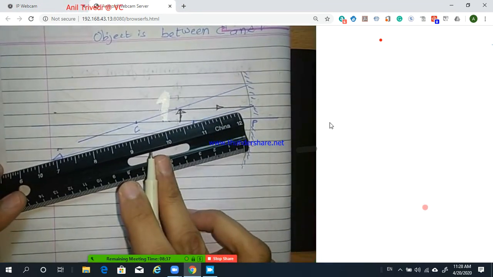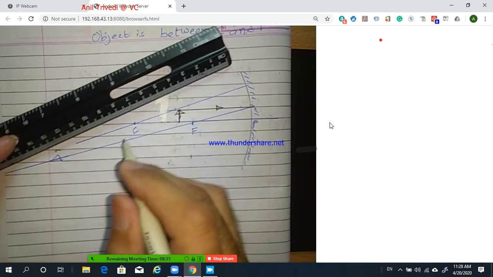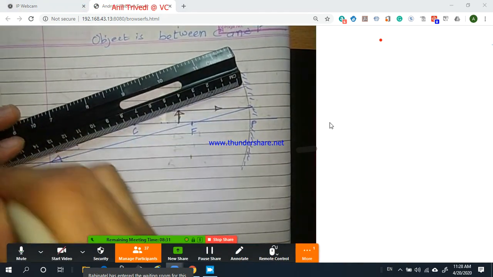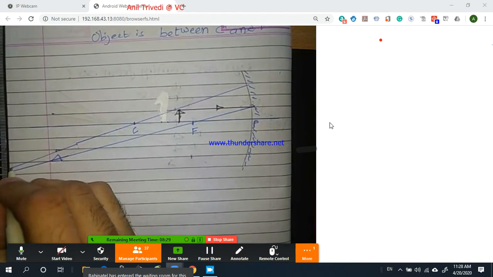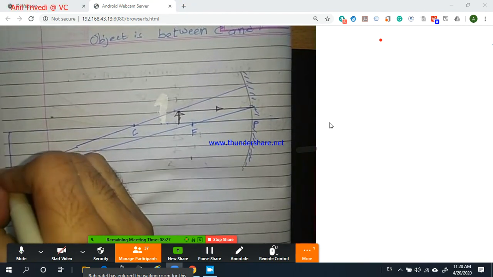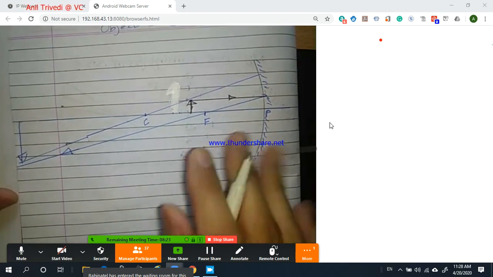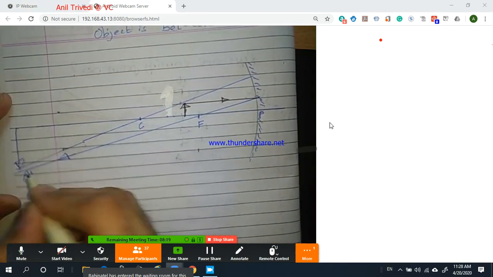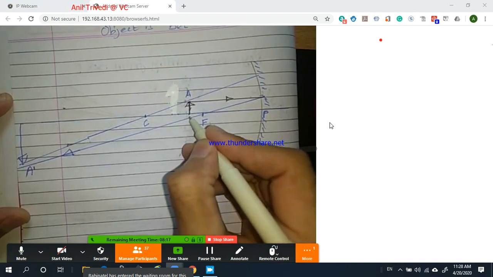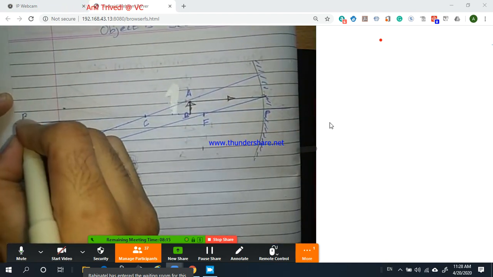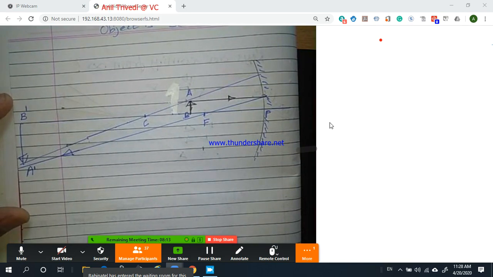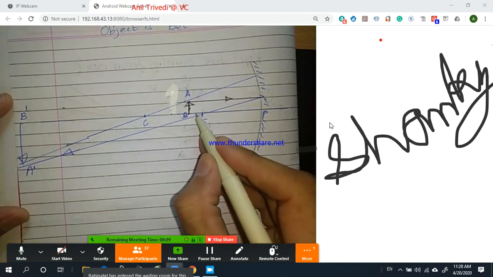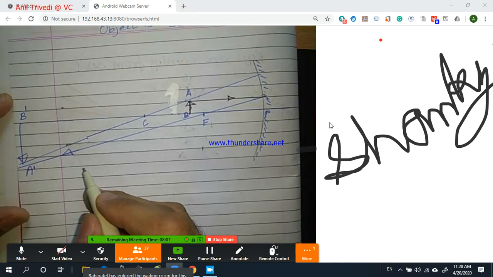Okay, if I extend it backward, both the rays would meet somewhere here. An image will form here. It is A dash; this was A, base was B, here it is B dash. Okay. If you will show this a little closer to F, it would do.